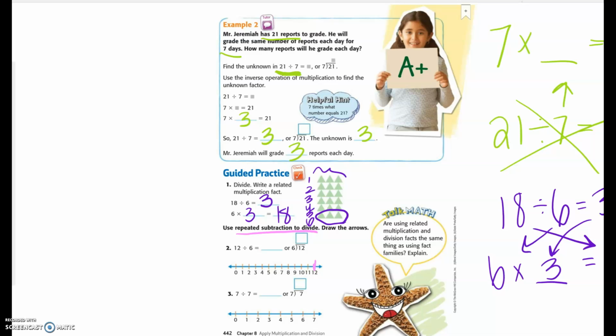So 12 subtract 6 is 6. 6 subtract 6 is 0. I got to 0. I can't subtract anymore. I went back once, twice. There are 2 groups of 6 in 12. That means that 12 divided by 6 is 2.